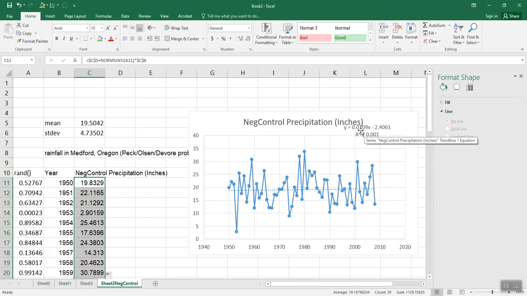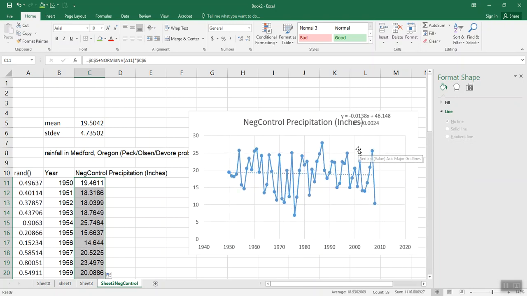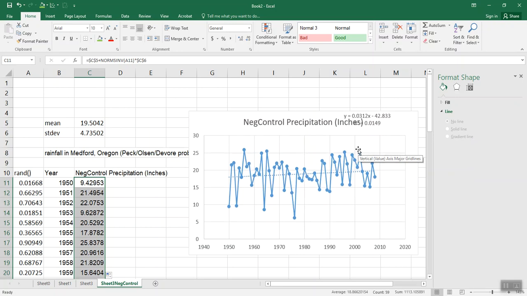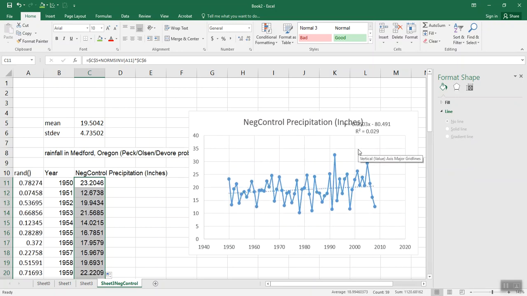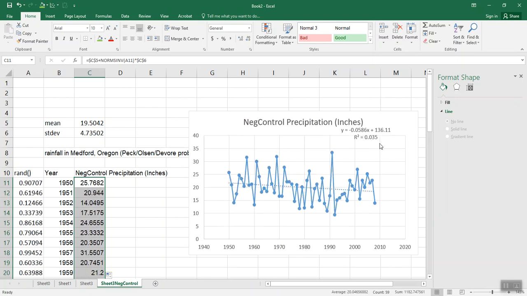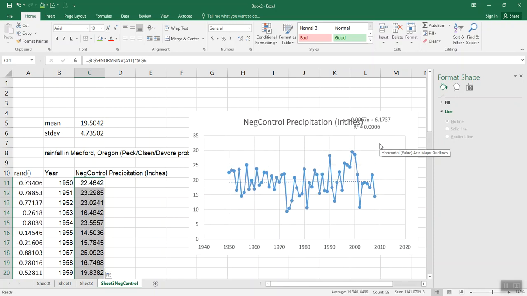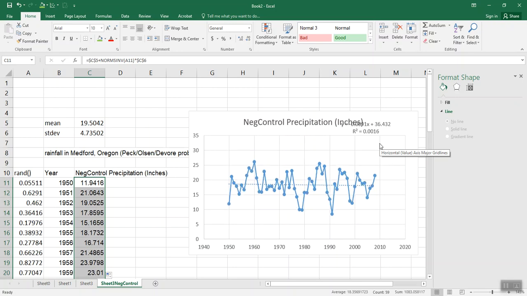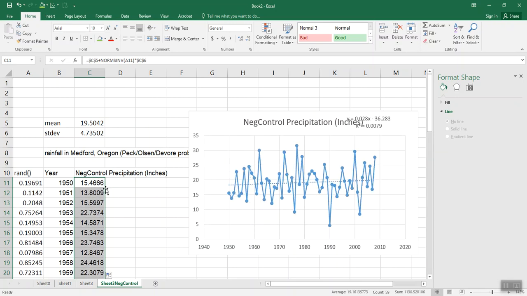And I can see here the trend line has a positive slope, very small r squared. So I can press F9 on a PC or Command equals on a Mac over and over again and see how much my slope varies and how big my r squared tends to be. Looks like it's usually smaller than, oh, I don't know, hard to say. Maybe I'll do a bonus where we come back and try to quantify that. So that's a negative control where we know that there's no year-by-year trend.